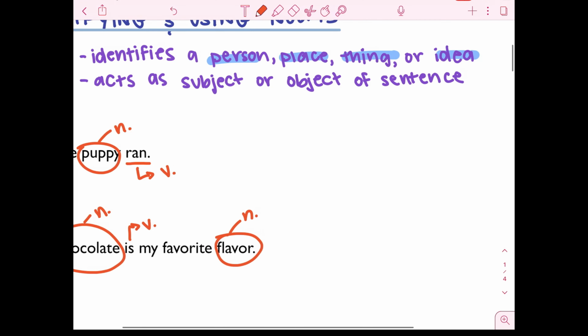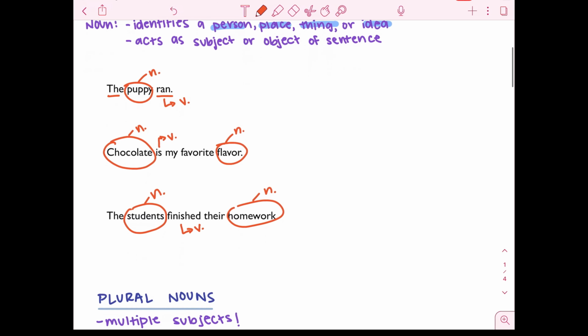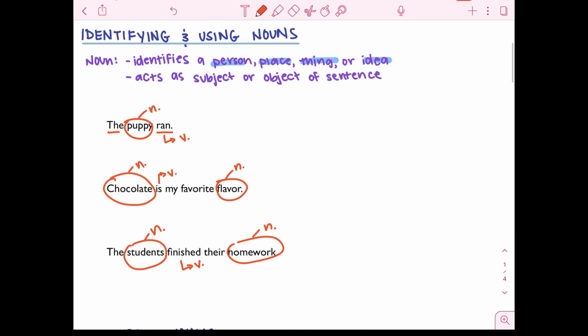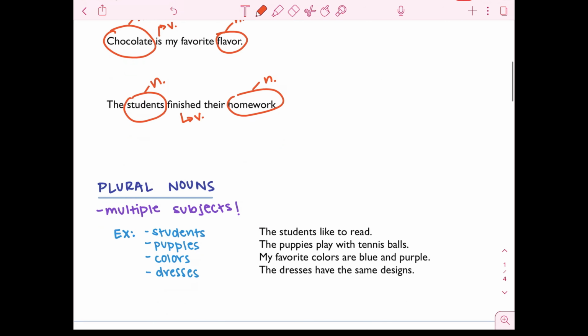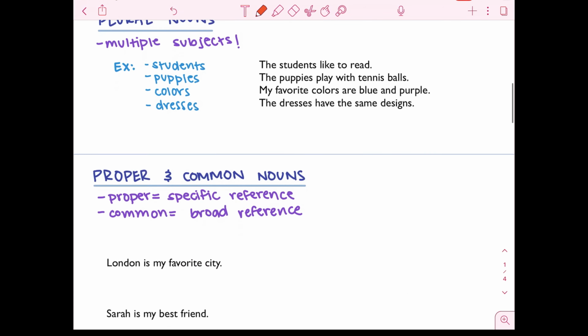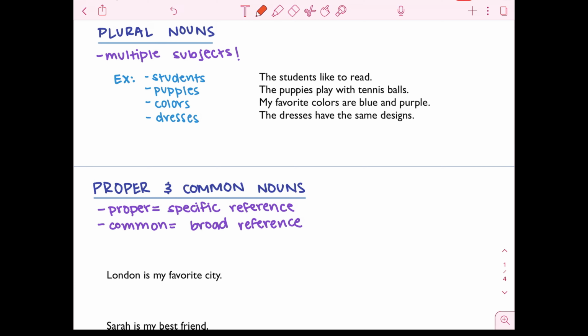Okay, so that finishes off the identifying and using nouns. This was just very basic to help you guys figure out what a noun actually is and what it might look like in a sentence. So moving on to a little bit more complex, plural nouns. So a plural noun is when your sentence has multiple subjects. So this word indicates multiple subjects. So when you think of plural, you think of many, many things all together.